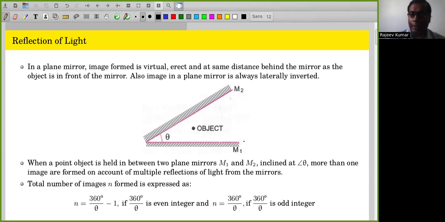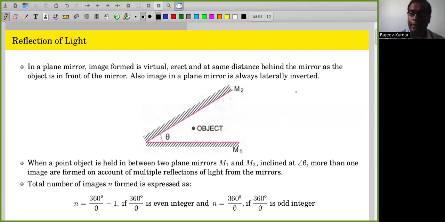Now coming to the reflection of light with the help of a plane mirror. A plane mirror acts as a reflecting part. In case an object is placed in front of the plane mirror, the nature of the image formed is such that the image is virtual, erect, and of the same dimension as the object. However, in a plane mirror, the image gets laterally inverted. It means that the right part of the object becomes the left part in the image and the left part of the object becomes the right part in the image.